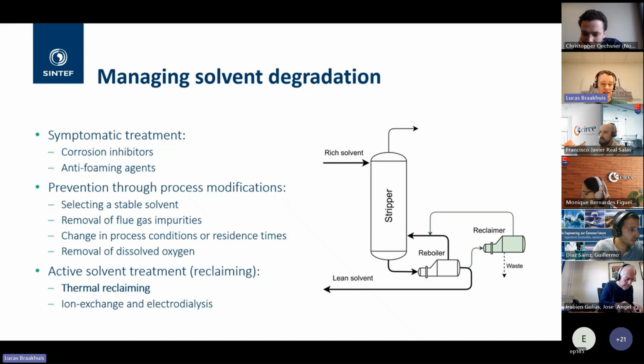I have to note that ion exchange and electrodialysis, I won't go into detail here, but these techniques only remove charged compounds from the solution. So if you have degradation products that don't have a charge, then these technologies won't be able to remove those.